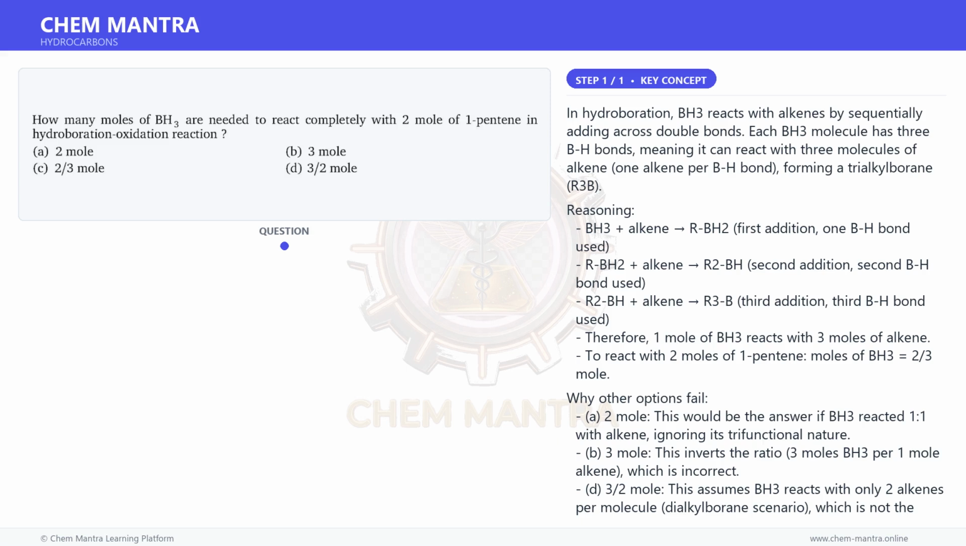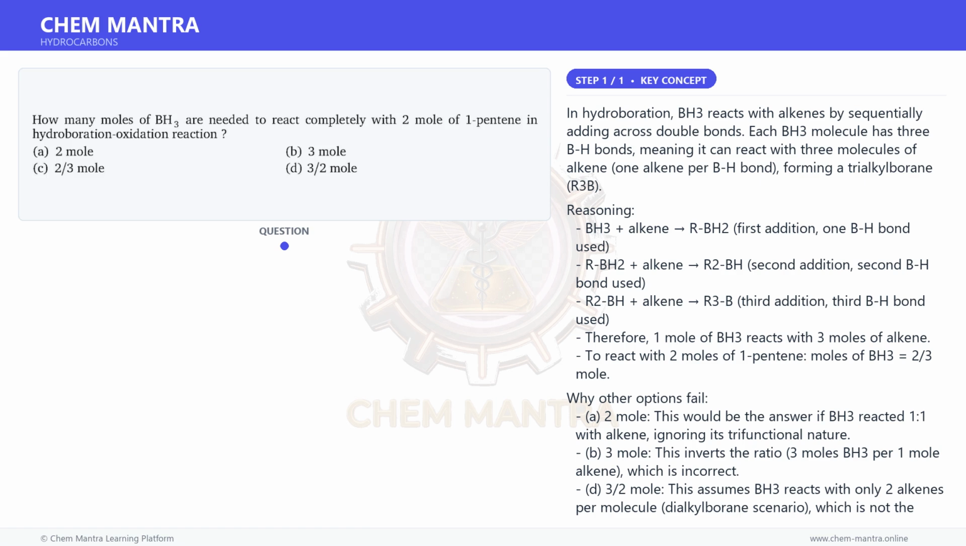In hydroboration, BH3 reacts with alkenes by sequentially adding across double bonds. Each BH3 molecule has 3 B-H bonds, meaning it can react with 3 molecules of alkene, 1 alkene per B-H bond, forming a trialkylborane, R3B.